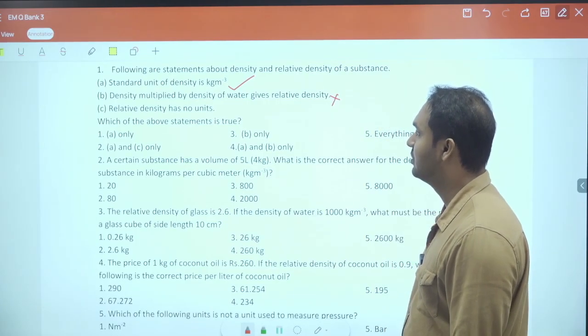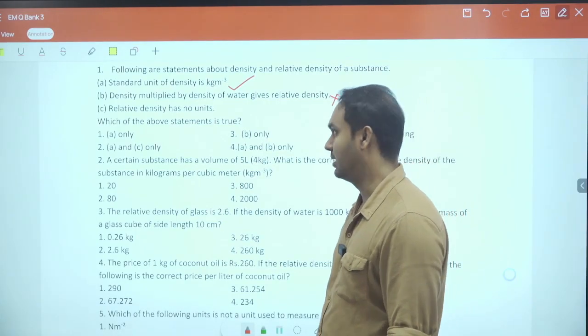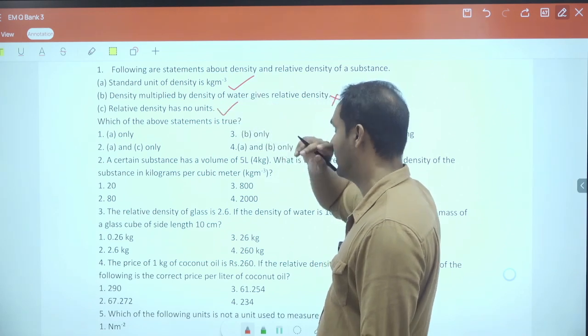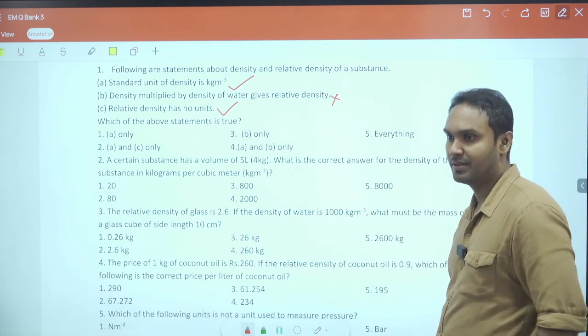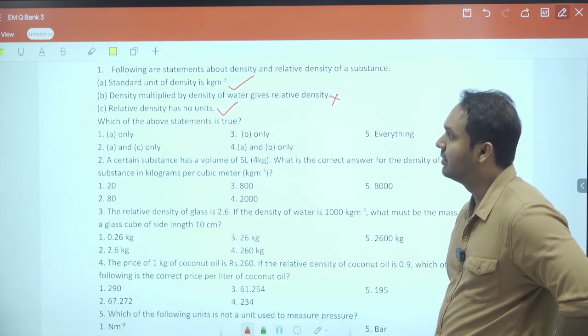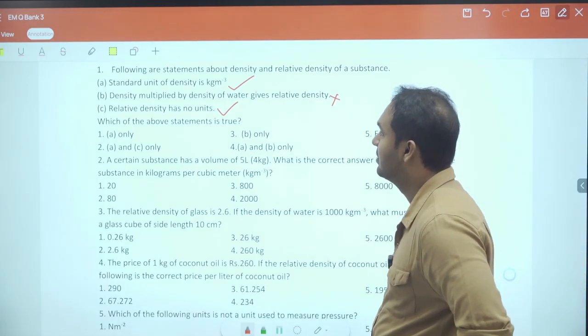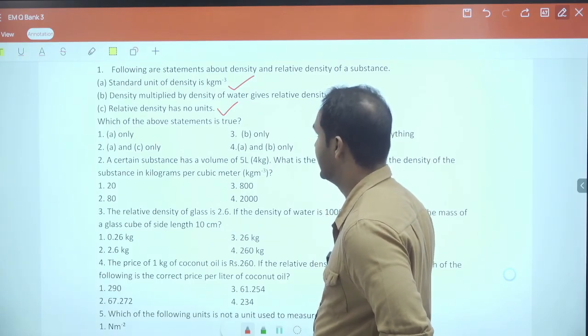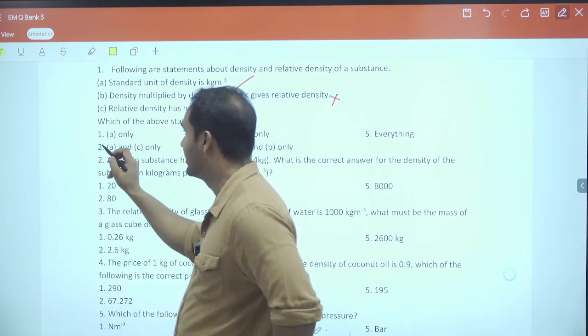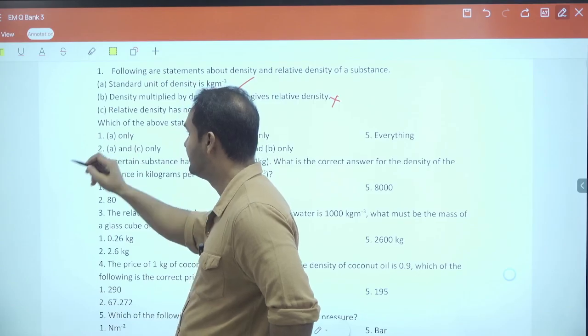Relative density has no units. That is correct, because the density of a substance divided by the density of the water is the relative density, so the density units cancel out. Which of the above statements is true? Only A and C. So the second answer.